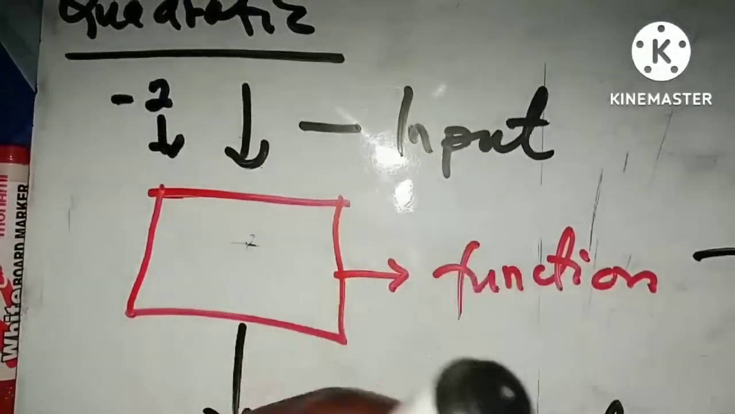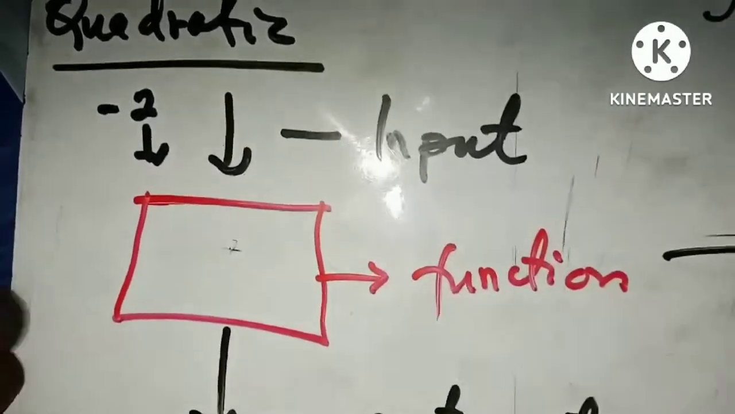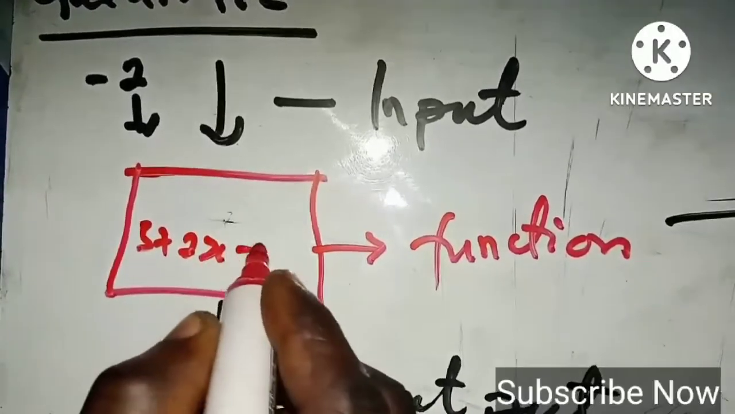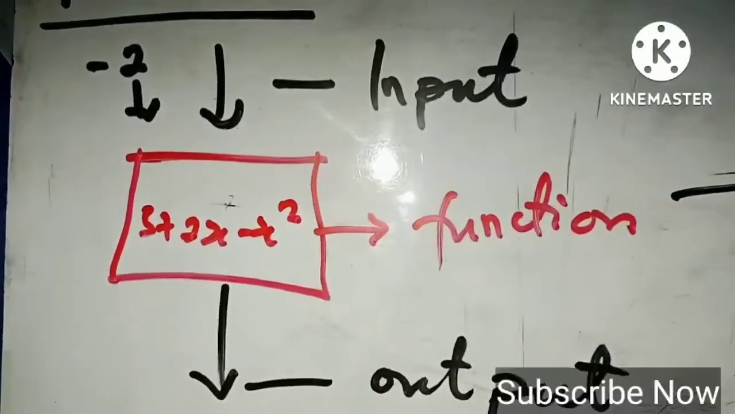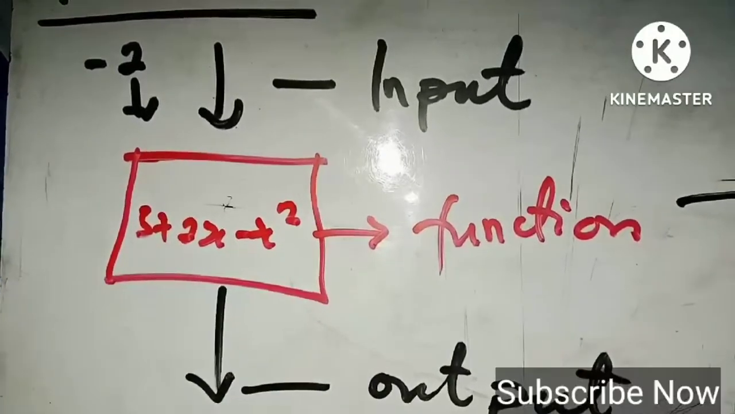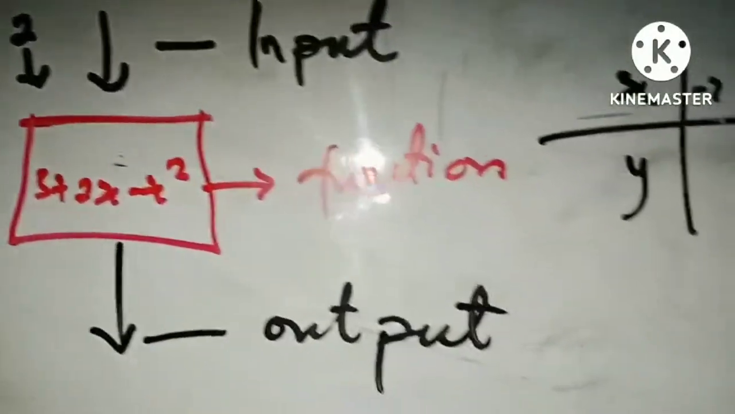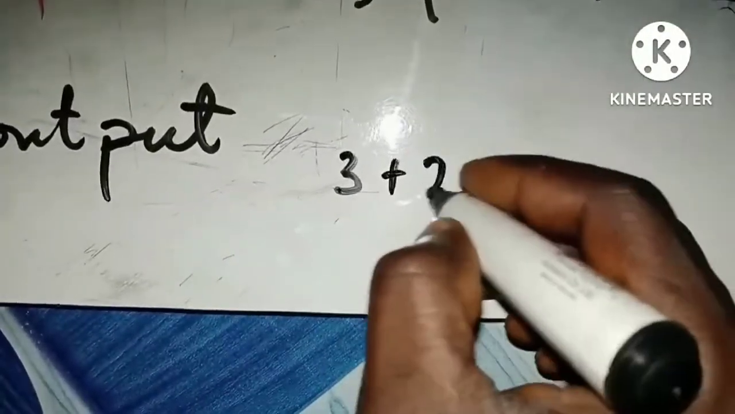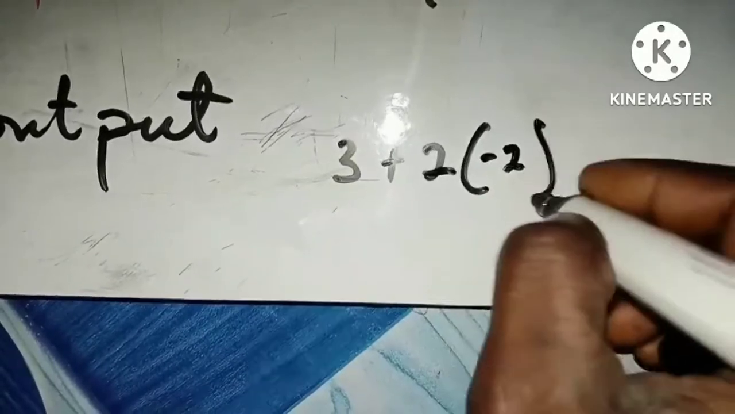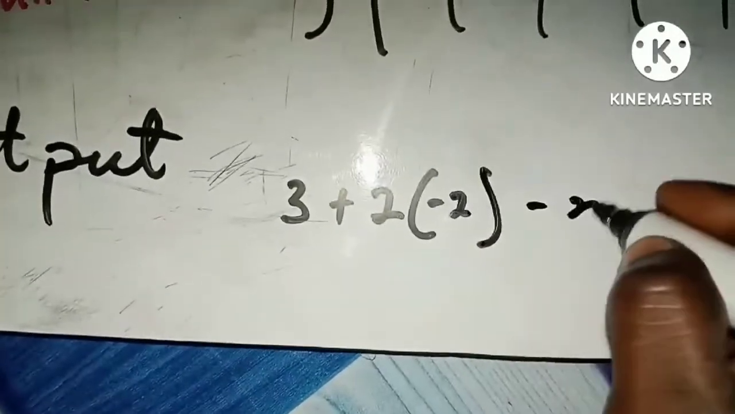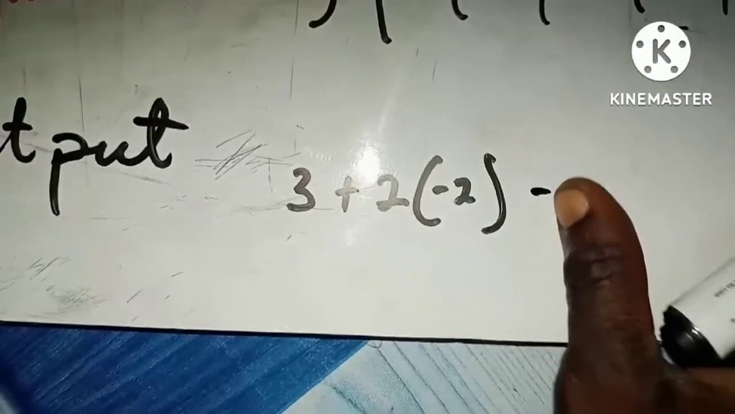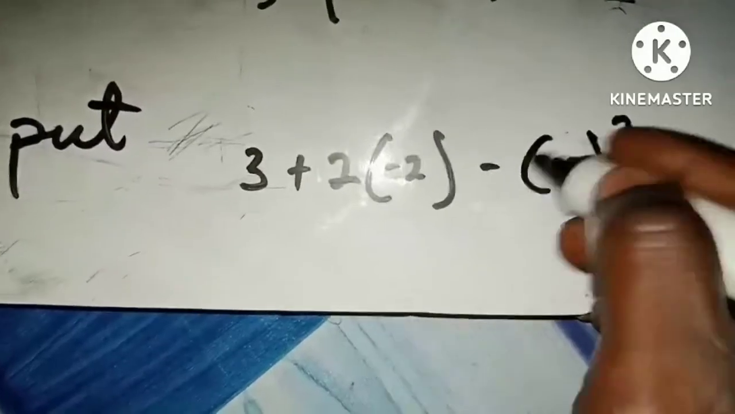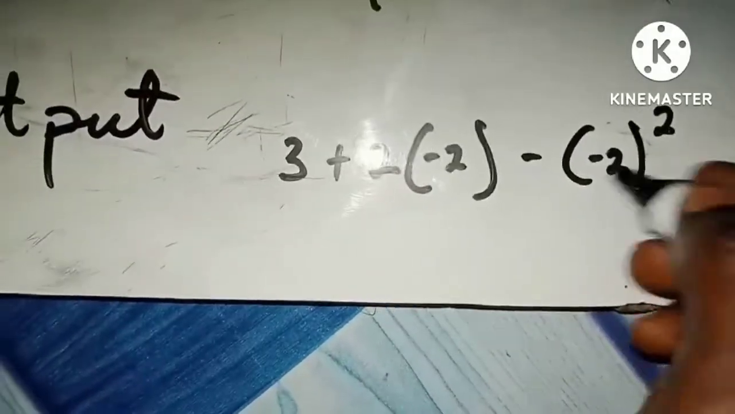Things that are in this machine: we have 3 plus 2x minus x squared. So that is what we are having. Wherever you see the x, we place the -2 there. You have to do that calculation. So we have 3 plus 2 into bracket, where x is -2, and then minus x squared, which should be -2 squared. Remember to put all the negatives into brackets to avoid any confusion with the negative sign.